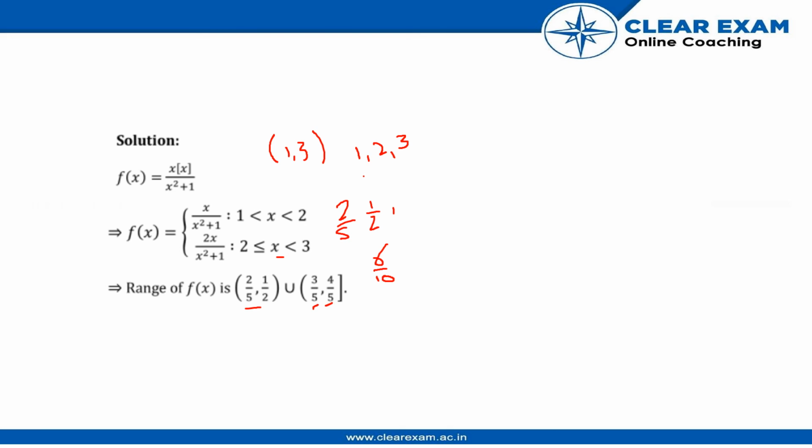So the range of f(x) is open bracket 2 by 5 comma 1 by 2 union open 3 by 5 to closed 4 by 5. Remember, this is closed at 4 by 5, as for 2 we have less than or equal to 2, we are including 2 in the range.